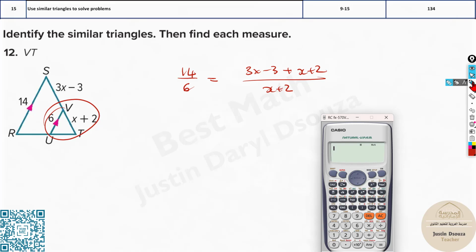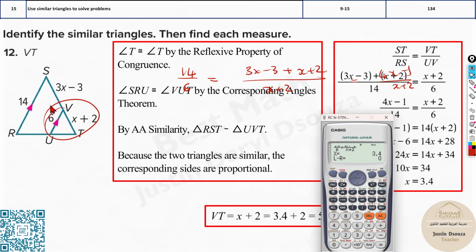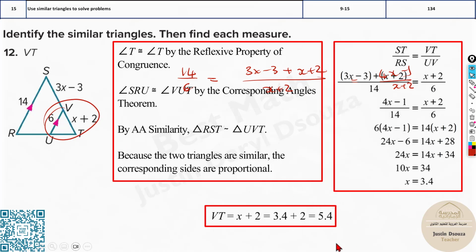Here, before you put it in the calculator, you can easily simplify this a bit. You can directly put it, no problem. But this becomes what exactly? It'll be 4x minus 1 divided by x plus 2. Or you can put the entire thing, up to you. It'll be 14 divided by 6 here. That equals 4x minus 1, because minus 3 plus 2 is minus 1, divided by x plus 2. Shift and solve and then press equal to, it's 3.4. That's the x value, but what is VT? VT will be plus 2, it will be 5.4. That's the answer.